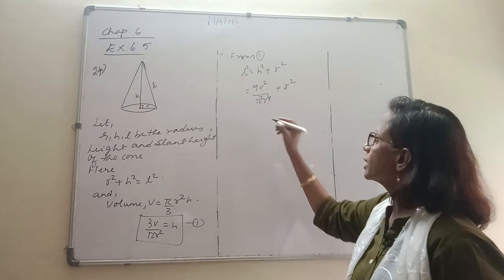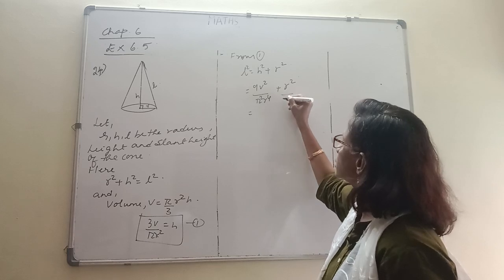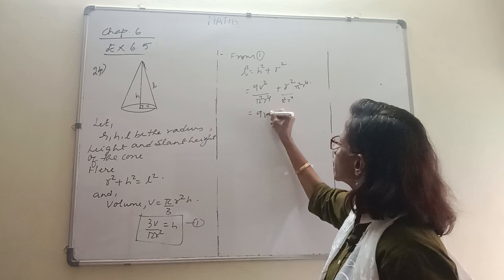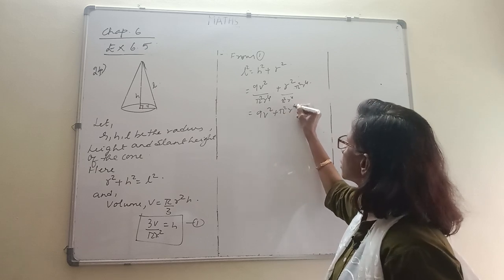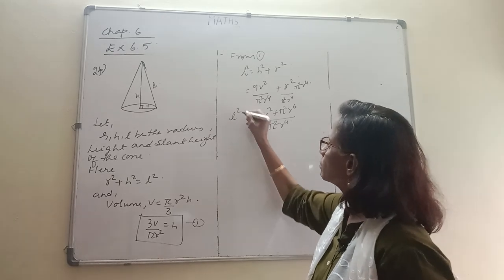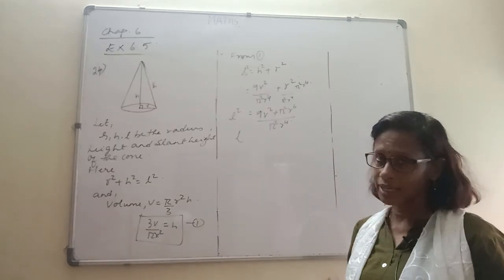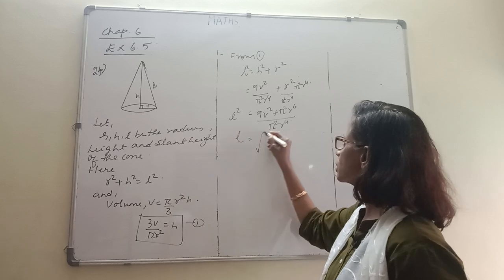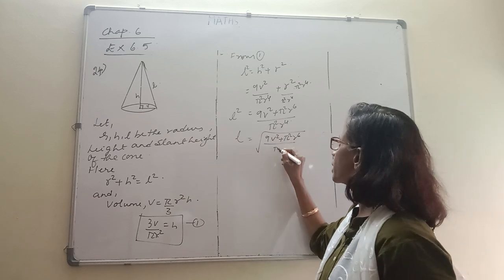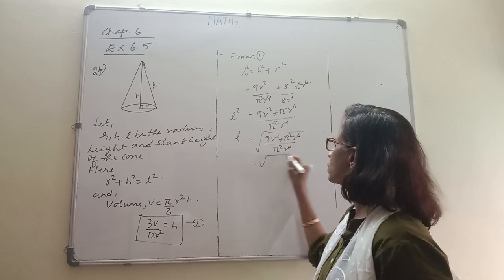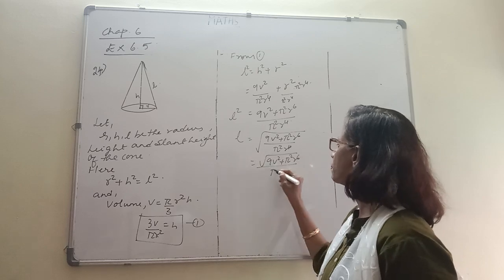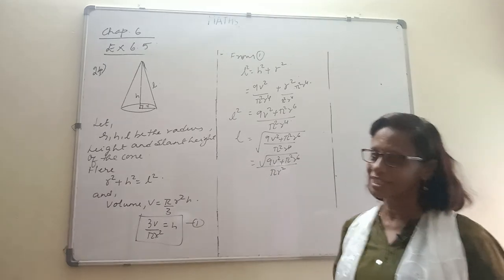Now, you have got it like this. L squared is h squared plus r squared, where we have h squared as 9V squared over pi squared r raised to 4, plus r squared. So let's equalize it: multiply this by pi squared r raised to 4, so that we have the denominators equalized. 9V squared plus pi squared r raised to 6 over pi squared r raised to 4. So that's our l squared. But we know that for the curved surface area we require l, so let's take the root. It's going to be root of 9V squared plus pi squared r raised to 6 over pi squared r raised to 4, which will work as root of 9V squared plus pi squared r raised to 6 over pi r squared when we take the root.